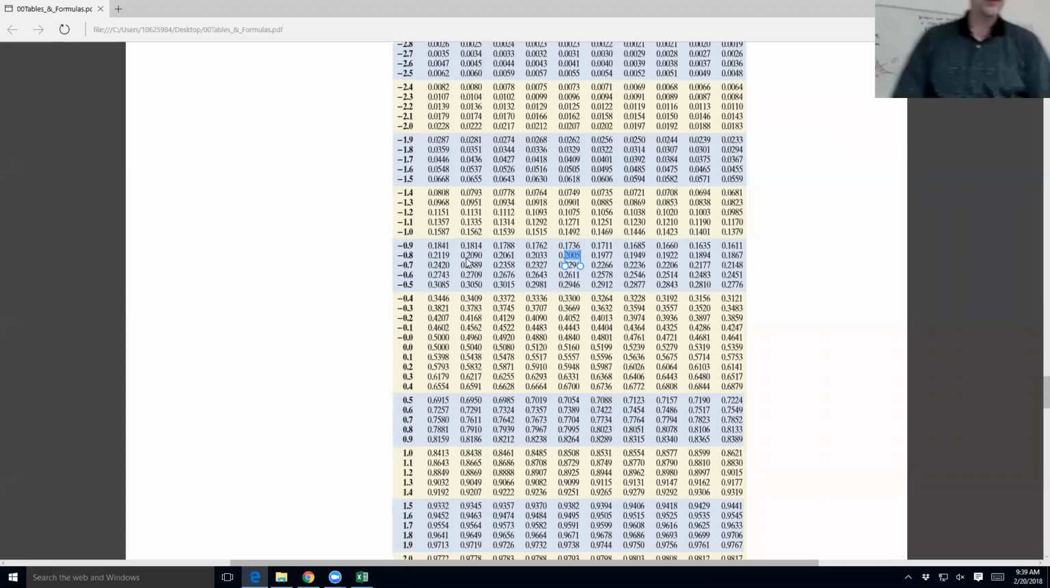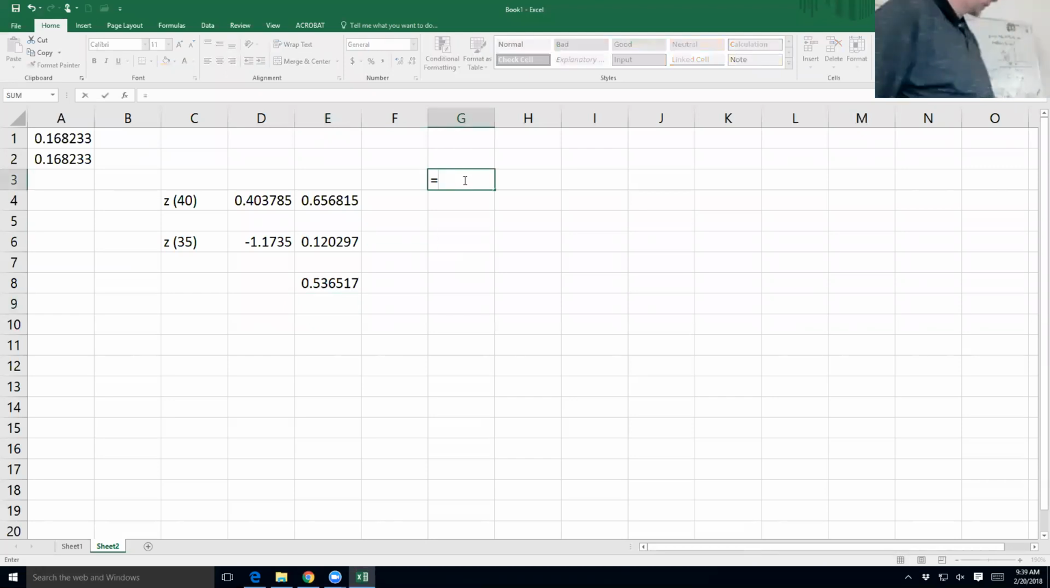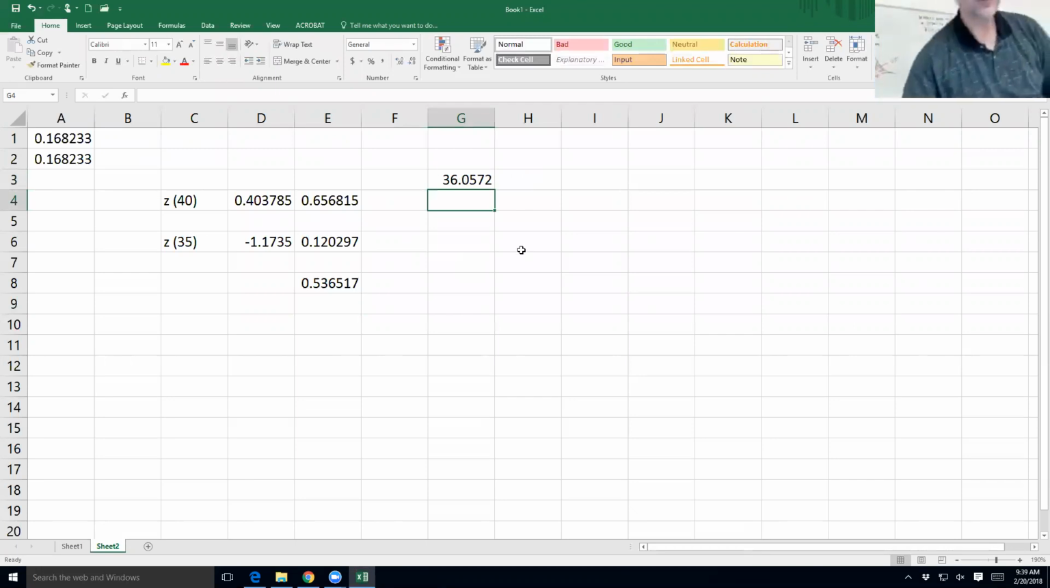I'm going to use my favorite calculator, Excel, to do this. 3.17 times negative 0.84 plus 38.72 equals 36.05. So this question mark is no longer a question mark. It's 36.05 inches tall. So you would expect toddlers to be 36 inches tall, basically.